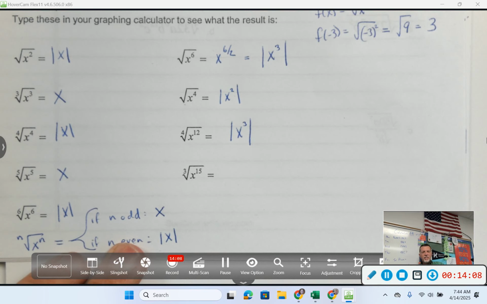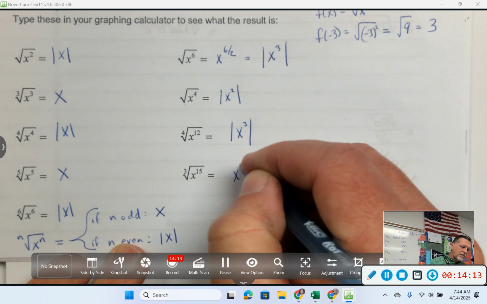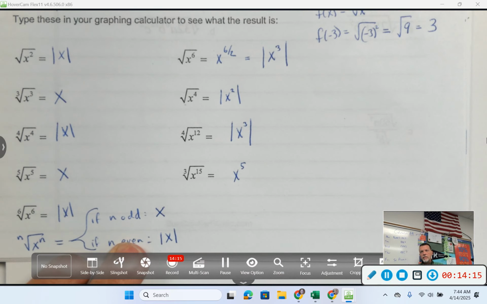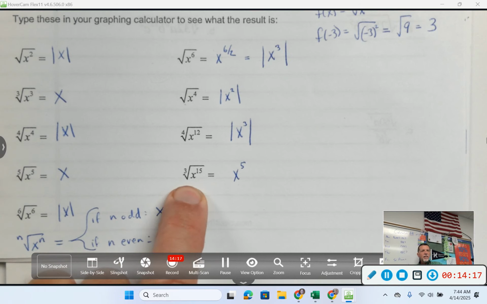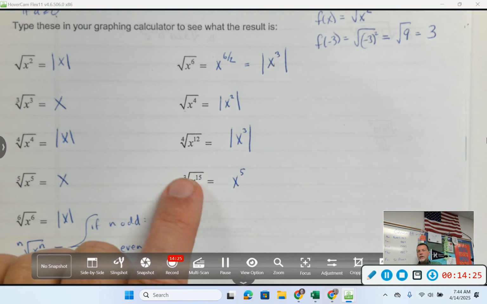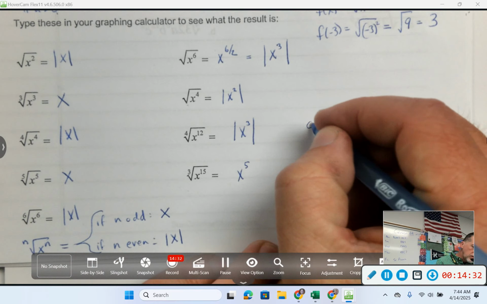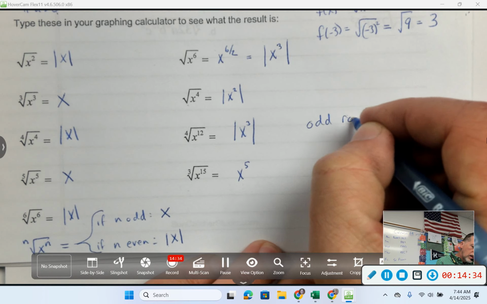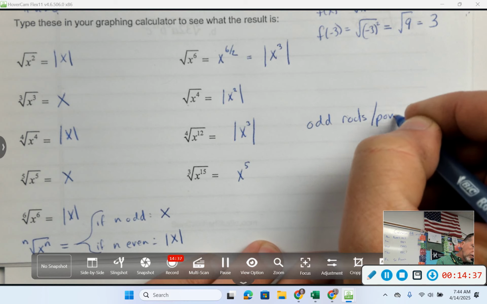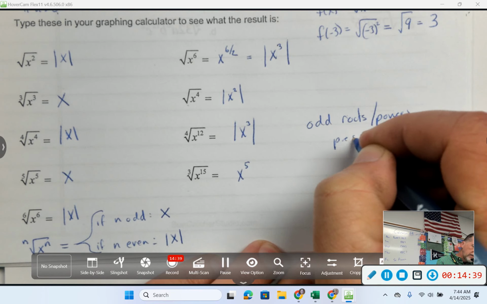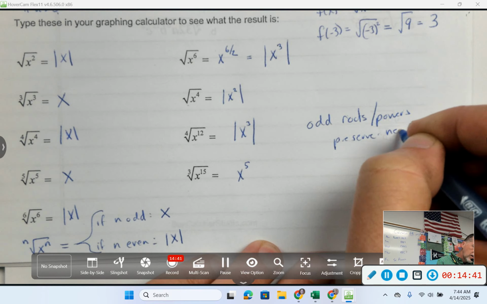And the cube root of x to the 15th? X to the 5th, but not absolute values. Right, because if I plug in a negative, 15 of them will still be negative, and a cube root will still be negative. So odd roots and powers preserve negatives. Maybe that's the best way to phrase that.